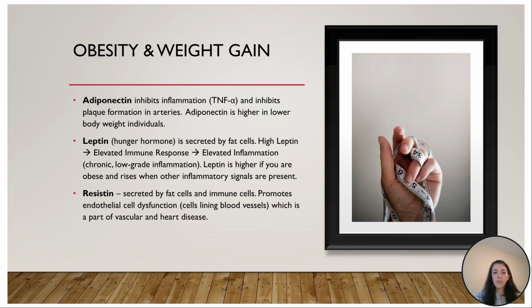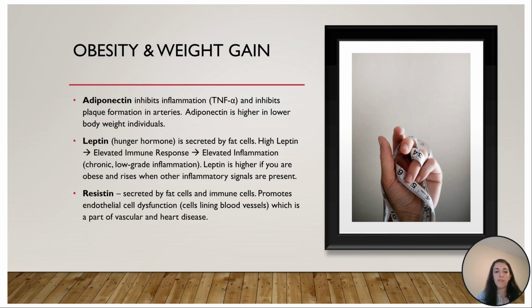Another hormone, leptin, is often thought of as the hunger hormone, causing that sensation of hunger, and it's secreted by your fat cells. And when you have high levels of leptin circulating, you can have a heightened immune response overall, leading to heightened levels of inflammation. And if that is always being secreted, which it is to some extent with obesity, then you can often see high leptin levels and high levels of inflammation because of the leptin.